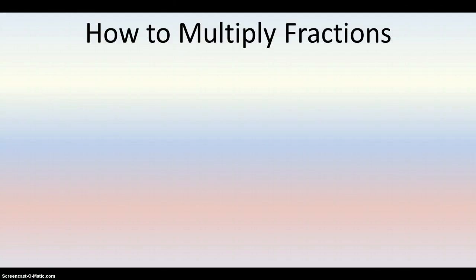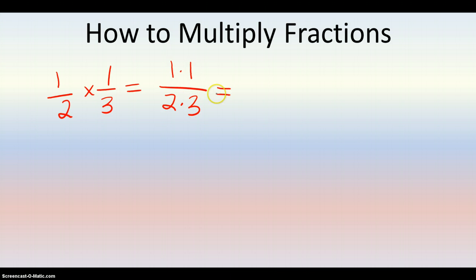How to multiply fractions. Multiplying fractions is a lot easier than adding or subtracting because you don't need a common denominator. For example, 1/2 times 1/3, and I simply multiply my numerator times my numerator, my denominator times my denominator. 1 times 1 is 1, 2 times 3 is 6, and 1/6 is my answer.